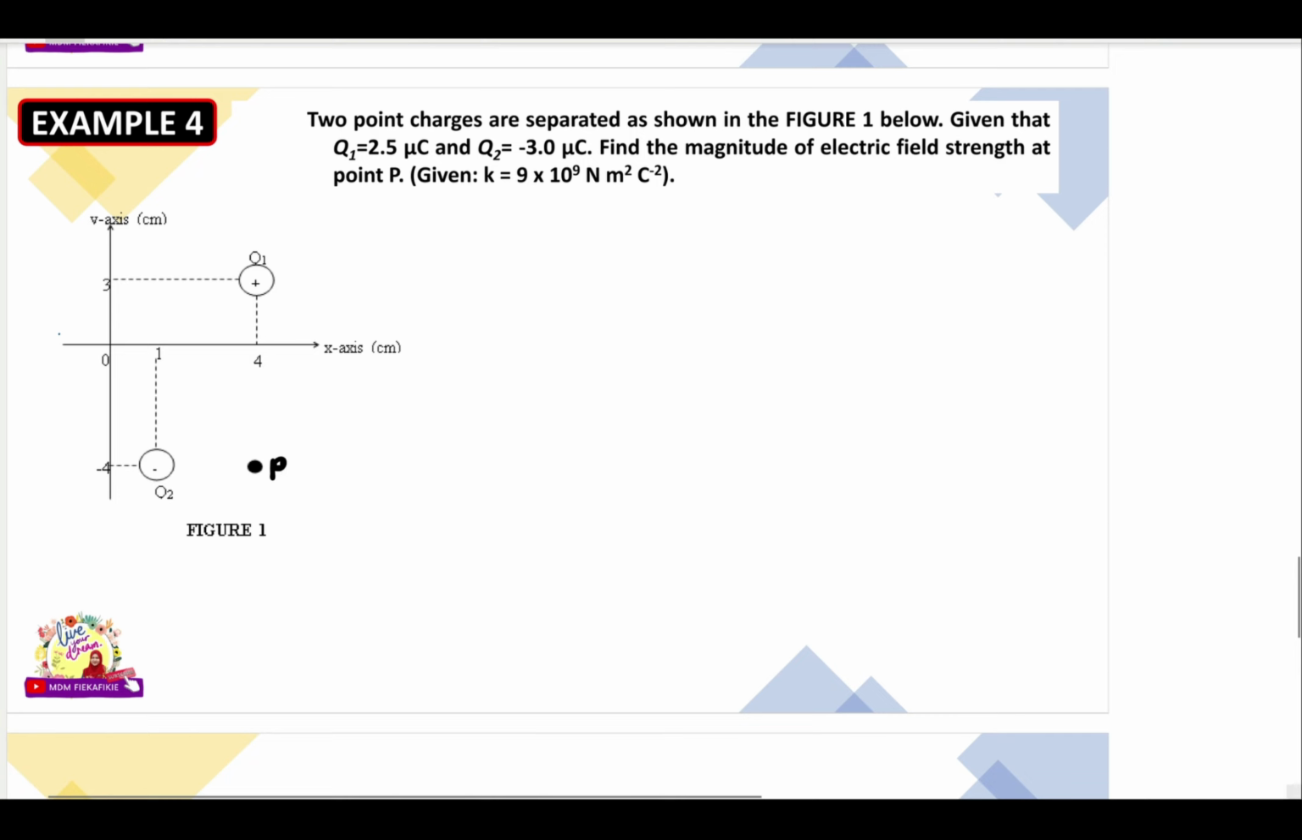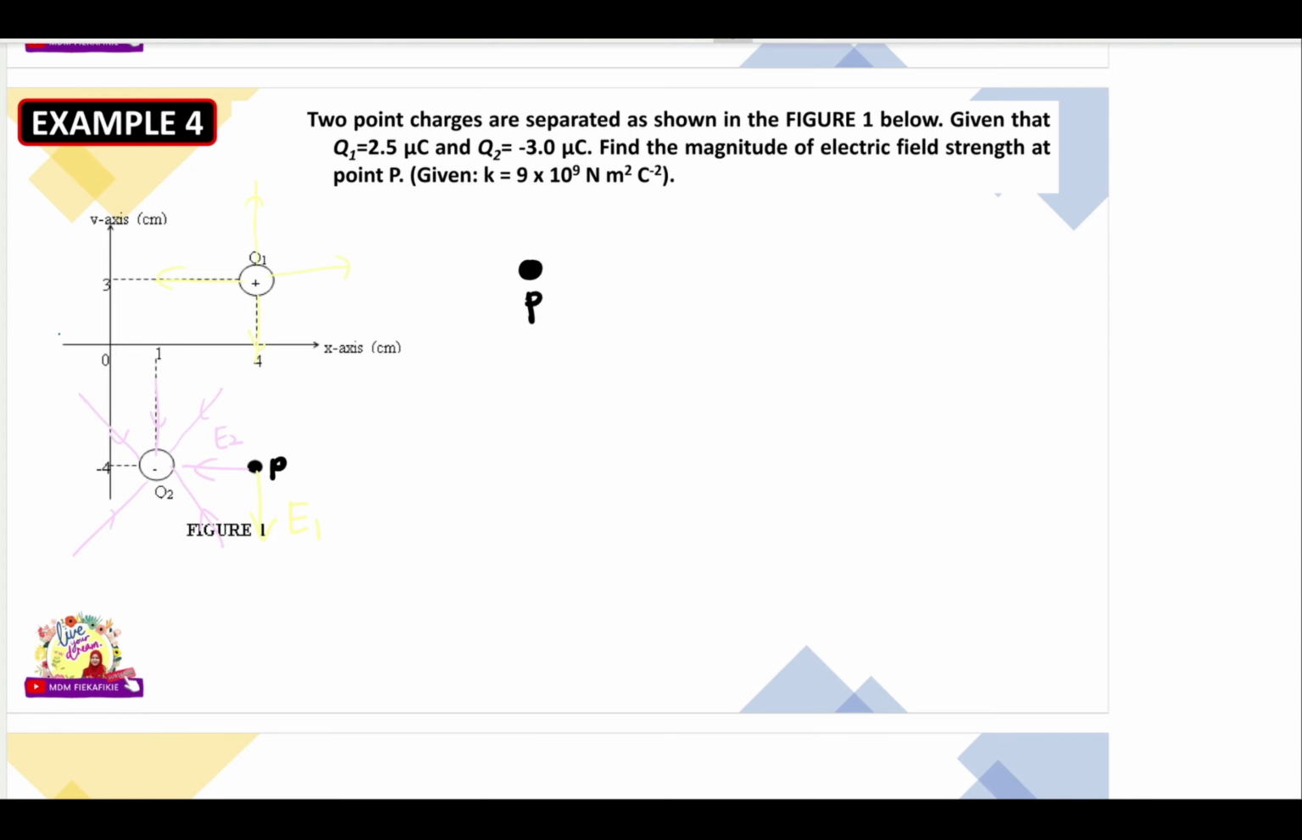at point P. Okay, so first of all, look at here. Q1 is positive charge. So, okay, the direction of the electric field should be radially outward. Okay, so dia akan ke sini lah. Okay, so E1. Okay, and then for Q2, negative. So, dia radially inward. Okay. Electric field dia. Kan? So, dia akan jadi macam ini. So, E2. Boleh lukis. So, kita lukislah.